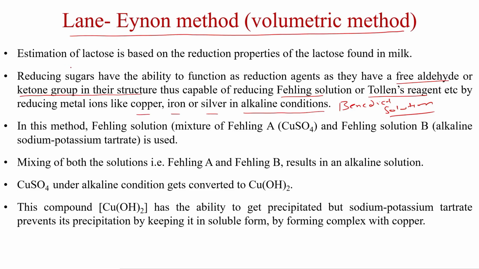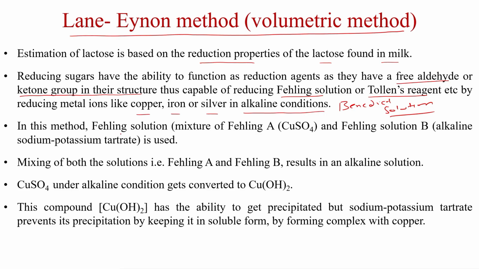So let us see point by point. Estimation of lactose is based on the reducing properties of the lactose found in milk. As I told you, lactose is a reducing sugar, and reducing sugars are those which have a free aldehyde or ketone group in their structure, and are thus capable of reducing Fehling solution, Tollens reagent, Benedict solution and so on, by reducing metal ions like copper, iron or silver in alkaline conditions.